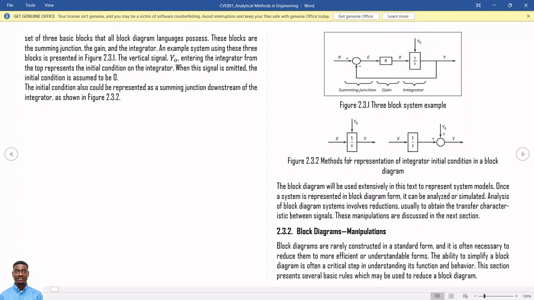So this is just your integration block by itself. You can have it in this form to show your initial condition, or you can use this method also to show your initial condition on your integrator block. But this is a convention that we're going to be using in this class.